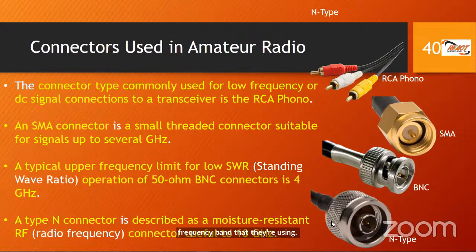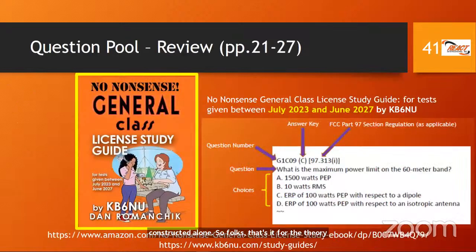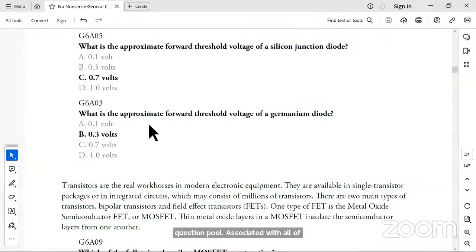And last but not least, the N-type connector. That's this here. It's a threaded connector, very secure, very strong type connector, a little more expensive than some of them. And it's good for up to 10 gigahertz, and it's also moisture resistant. You can tell by just looking at it, right? It's constructed strongly. So folks, that's it for the theory. We will just now quickly have a look at the actual question pool associated with all of the theory. So let's go.